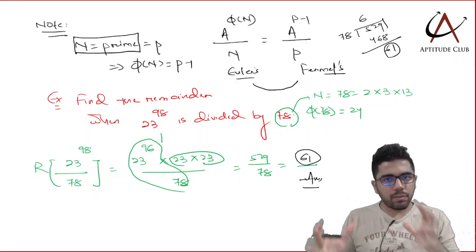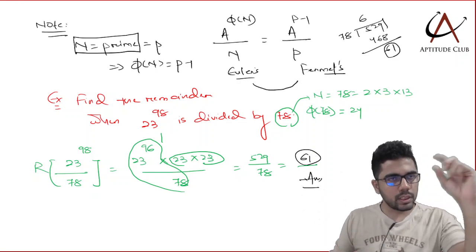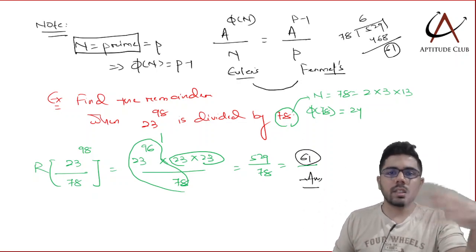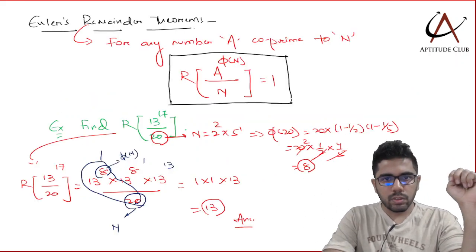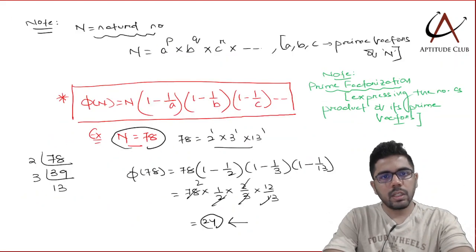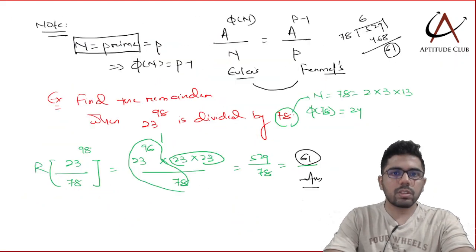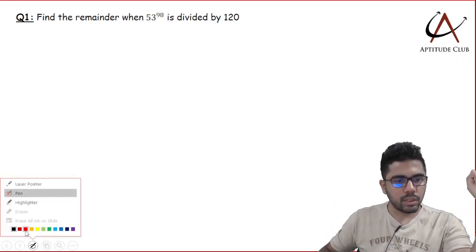So the principle of application is exactly like Fermat's. All you need to do is, as soon as the number is given, you find out phi n and then solve. Okay. So hope this makes sense. So first Euler's Totient function comes, and then based on that Euler's remainder theorem comes. Let us try a few questions.